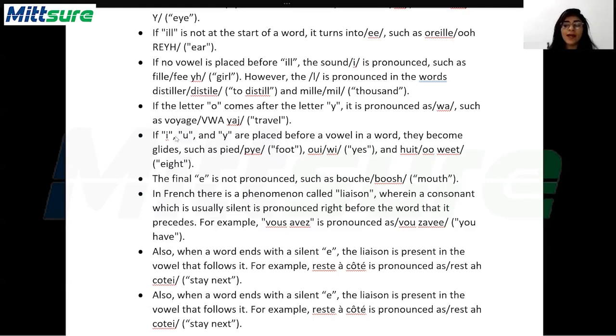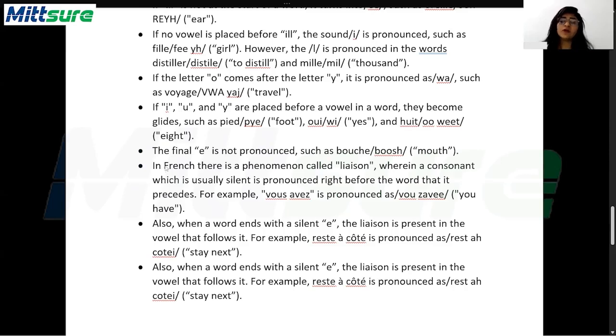We have to glide it a little while saying the word. So it will be pie. It will be we. Same case with huit. Huit is 8. We'll also study the numbers afterwards, once we understand how to pronounce in French, or how to read it.